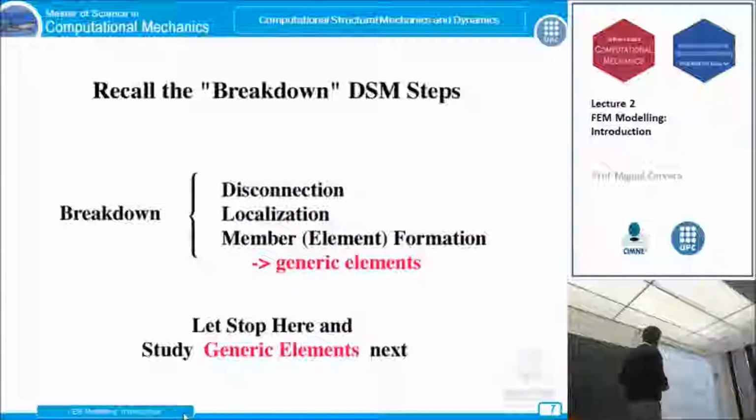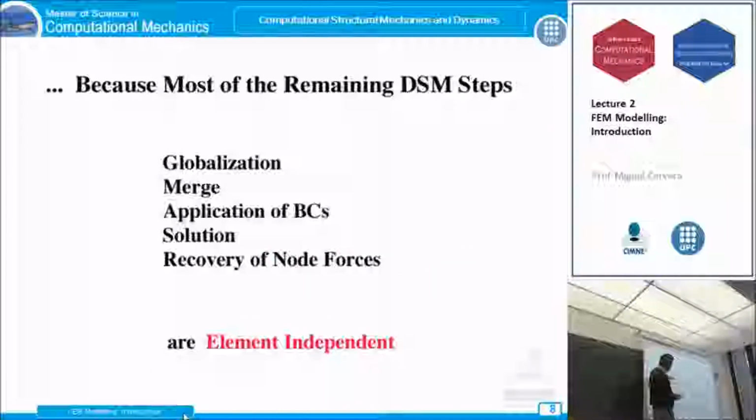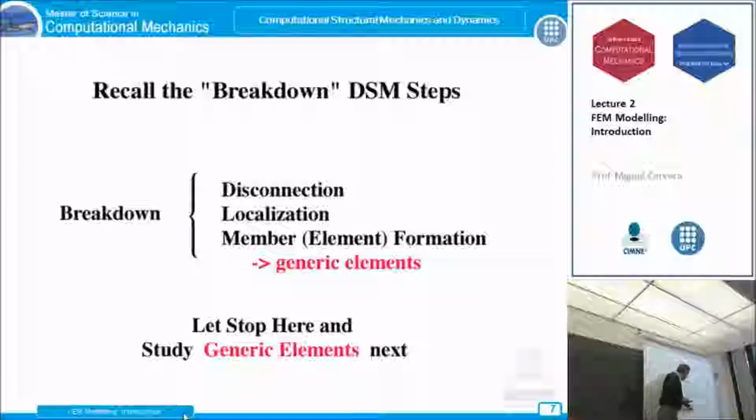Now, if you recall the steps that we have said before, the disconnection and the localization, which are mainly conceptual, gets you to consider the formation of the matrices and the vectors, the arrays, of a generic element. Because once you have that, you continue with the globalization, the merging, the application of boundary conditions, the solution and the recovery, and that's quite standard, and that's quite the same for all the elements. So, the first two are conceptual, and all these operations are element independent. So let's spend some minutes considering the elements.